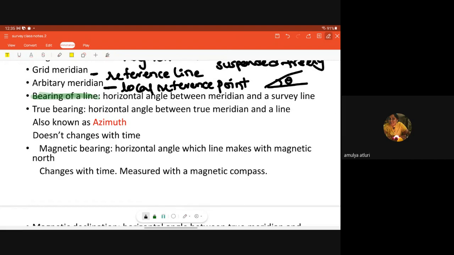And what is true bearing? True bearing is nothing but the horizontal angle between the true meridian and the survey line. That is called true bearing. It is also known as azimuth. You need to remember it. Generally, if they want to trick you, they will give the azimuth of a line. That means the true bearing of the line, that means the angle made with the true meridian.